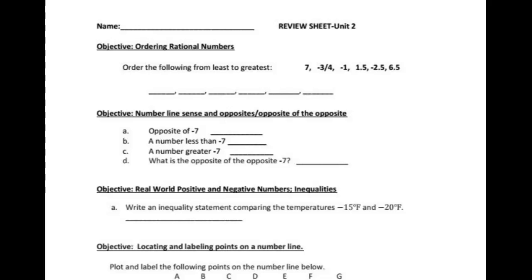Our objective, ordering rational numbers. Order the following from least to greatest. Always make sure that you are underlining what order you need to order your integers in. When we are going from least to greatest, we look for our negative numbers first. We have -3/4, -1, -2.5.